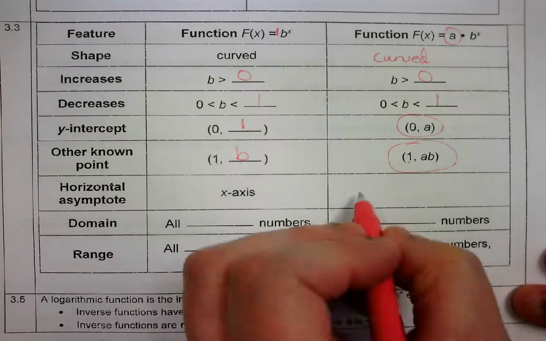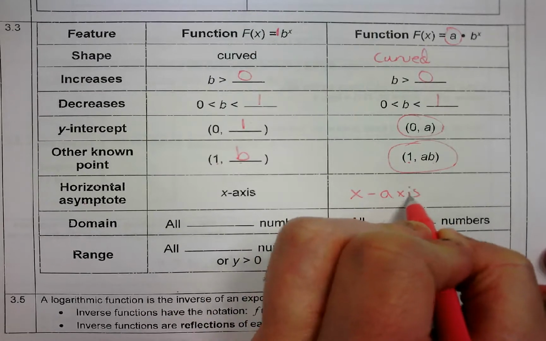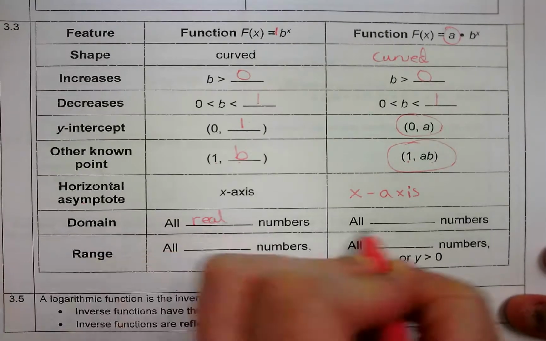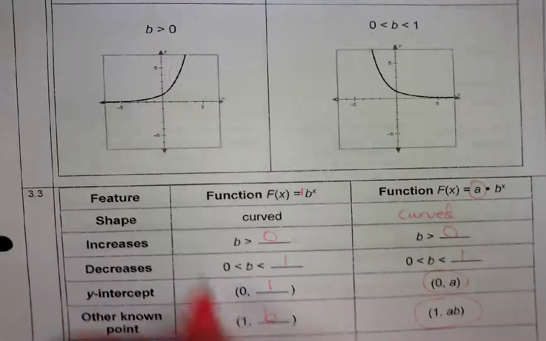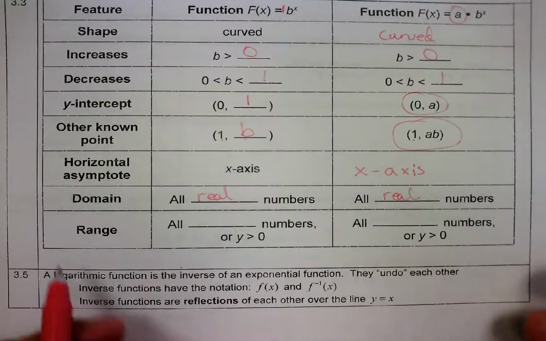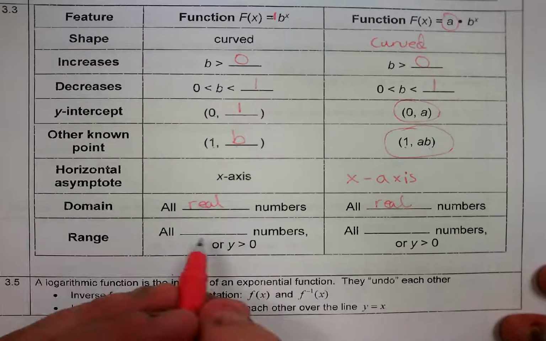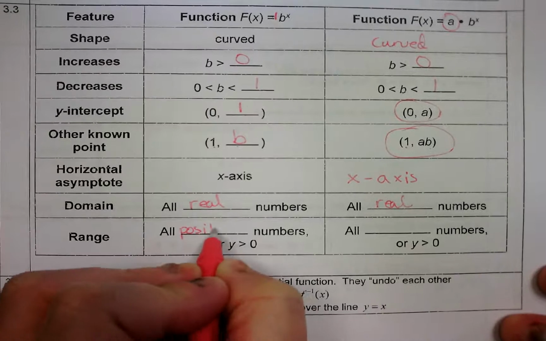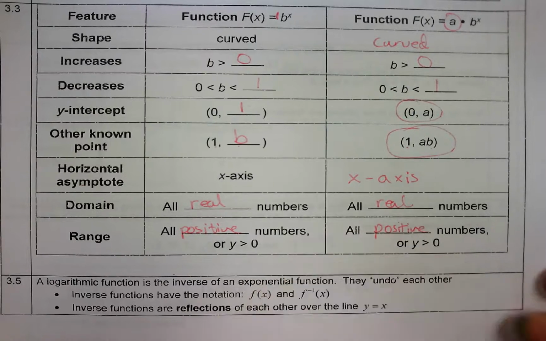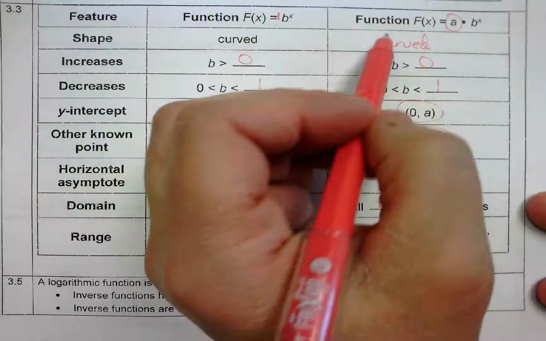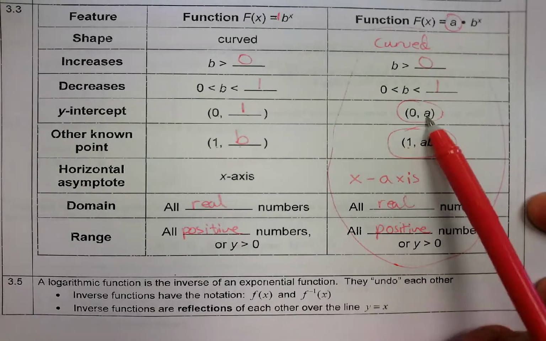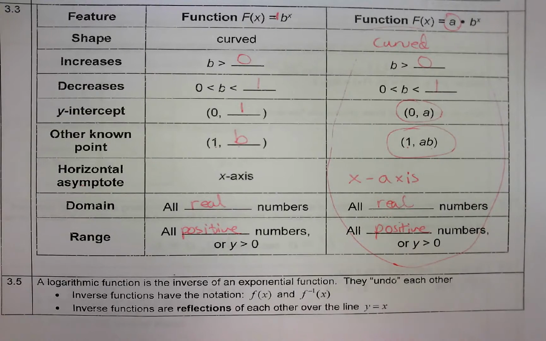You always have a horizontal asymptote for these parent functions, without shifting them, at the x-axis. Your domain is always all real numbers. It goes all the way from the left and all the way to the right, and that's on both of these. And your range is always all positive numbers, or y is greater than 0. So those things don't change. Really, I would just focus on this column right here. Just remember, if your a is a 1, then that's going to make that a 1, and that's going to make that just your b value. Otherwise, everything is exactly the same.